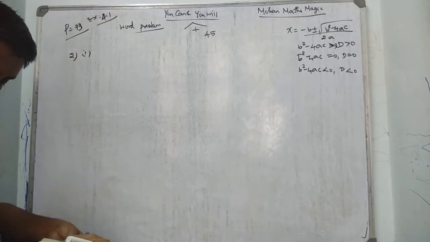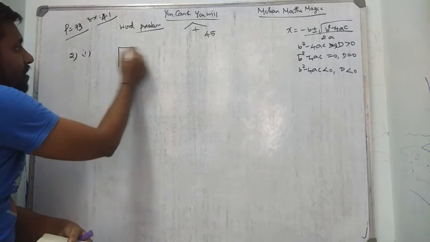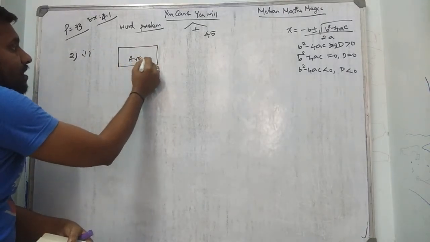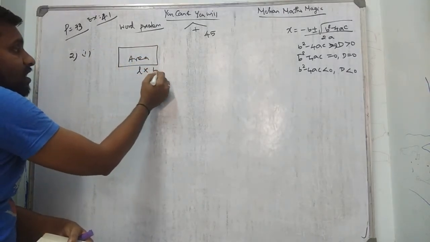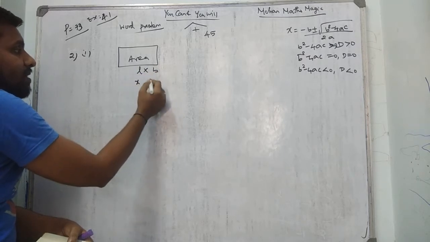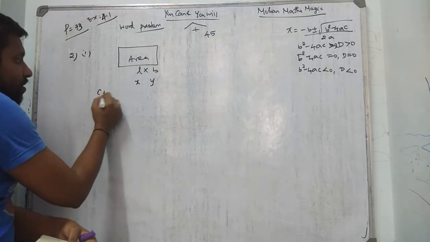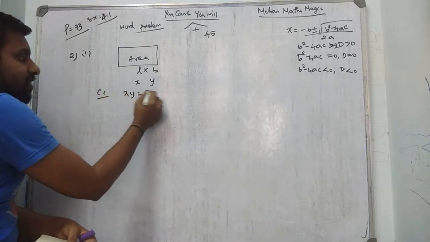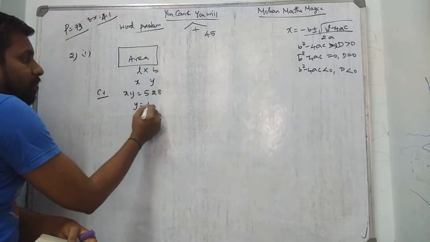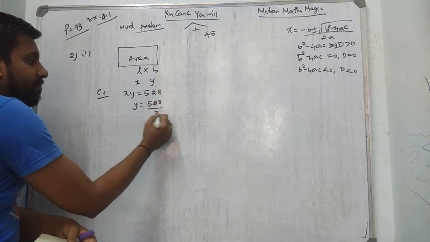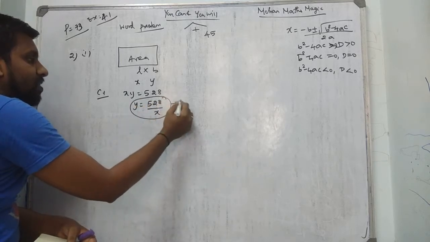The area of a rectangle is, so what shape they given? Rectangle. What they are asking? Given area. Area is length into breadth. Length is x, breadth is y. Area of the rectangle is 528. So case 1, xy equal to 528. Imagine y equal to 528 upon x, equation number 1.